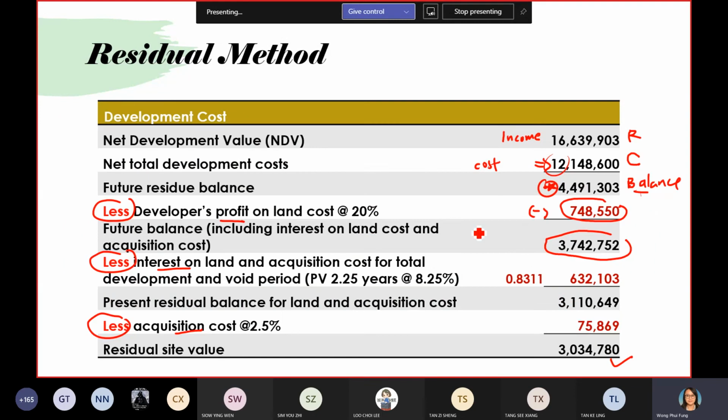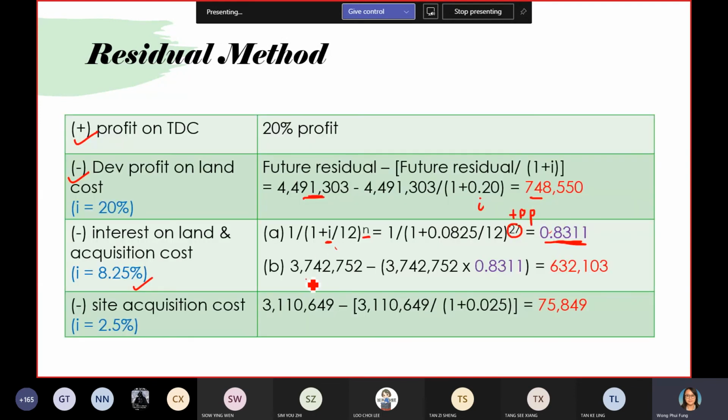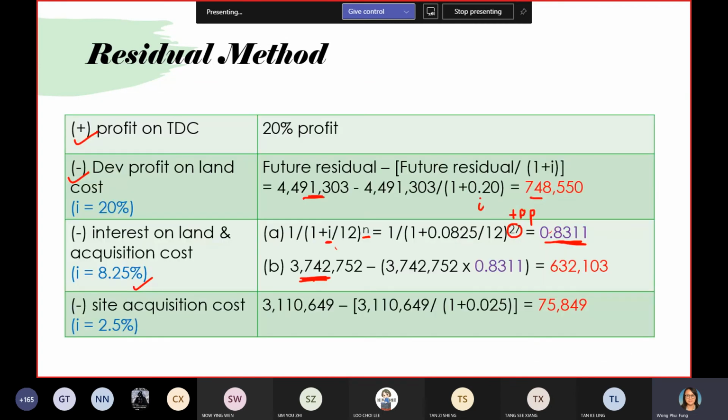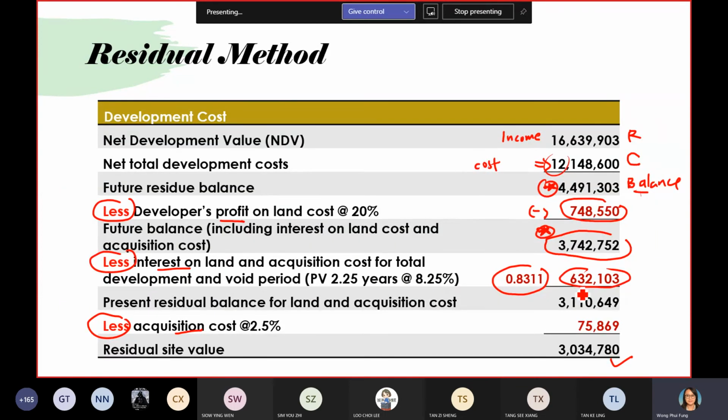So I will put it sideways here. Then I will use the previous figure. 3.7 is the previous figure, this one. Minus 3.7 times this factor. Then you'll be able to get this one. So for this one, I break down into two parts so they're easier to calculate. This one, you input back in this figure. This is the interest that you're going to minus. So you minus already. The last part is you need to minus the site acquisition fee.